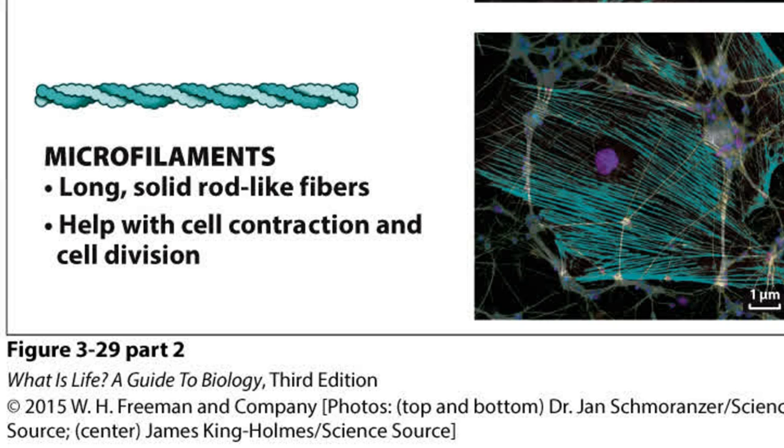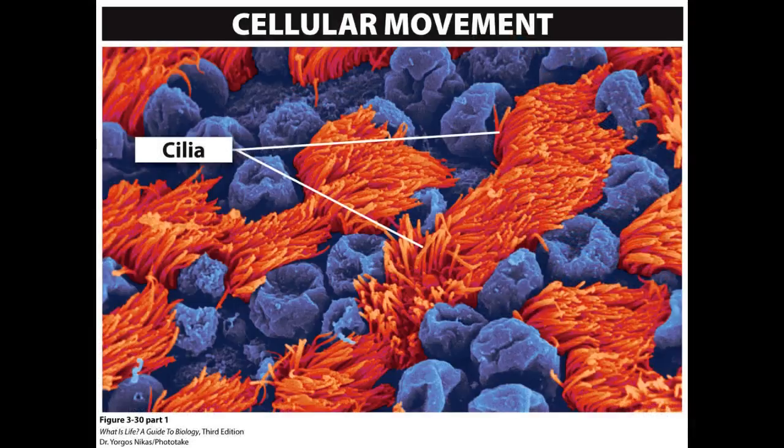Microfilaments, the third, are the thinnest of the elements in the cytoskeleton. They're long, solid, rod-like fibers, and they help to generate forces, including those important in cell contraction and cell division. Now, a couple of microtubule-based structures are sometimes present in cells and can help to move the cell through its environment, or in stationary cells can help move the environment past the cell.